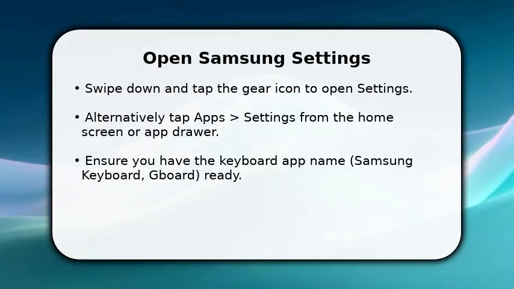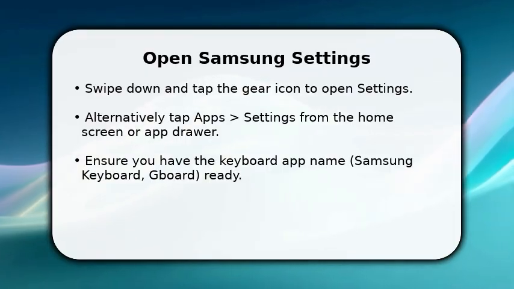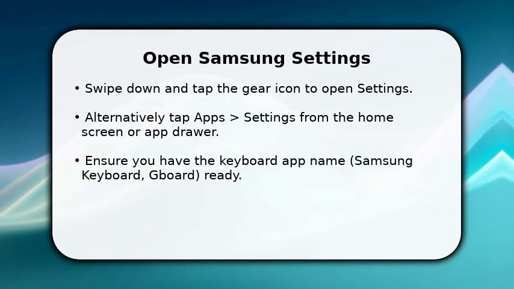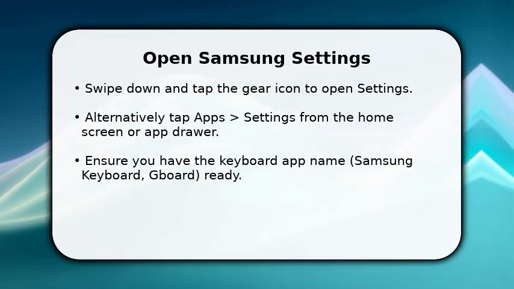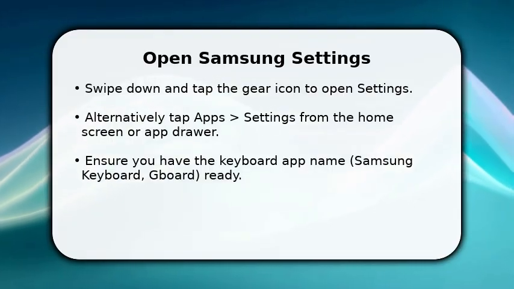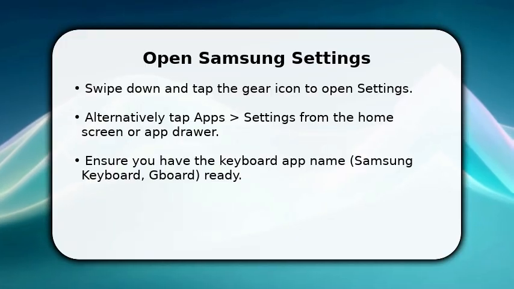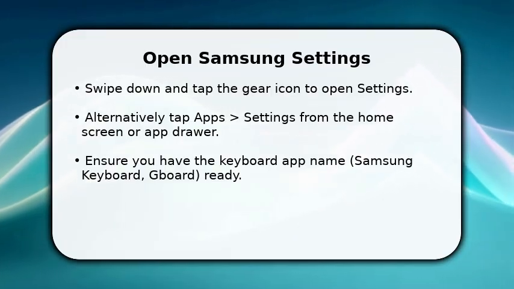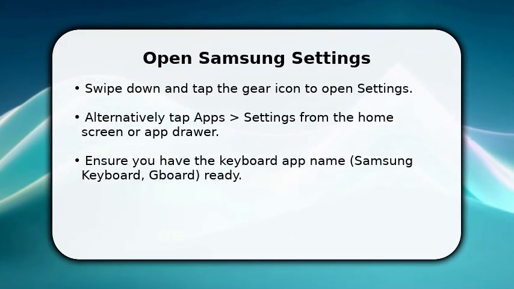You start by opening Settings because that's where keyboard behavior lives. Tap the gear icon from Quick Settings or open Settings from the app drawer. Once done, scroll to Languages and Input or General Management depending on your model, because Samsung groups keyboard controls there.